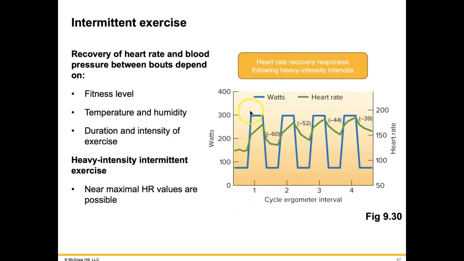As the person is cycling, that is where we have the watts higher over here. We have our heart rate increasing as we are doing the work, but then during the periods of rest, we see the heart rate decrease. But as that exercise continues and the duration increases, we see that the rest periods are resulting in lower amounts of heart rate recovery, meaning that heart rate is going to increase as the exercise continues. And when we have heavy intensity intermittent exercise, we are near maximal heart rate values.